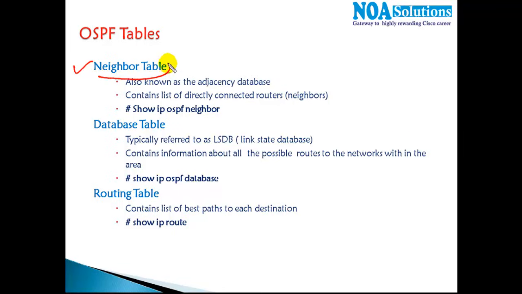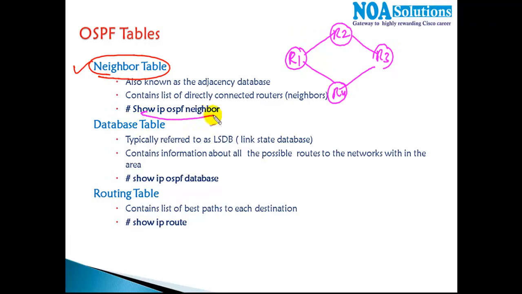Like if you remember, in EIGRP we have discussed the neighbor table, and the neighbor table contains a list of directly connected routers. Like if you have router 1 connected to router 2, router 3 and router 4, and if I use show ip ospf neighbor on router 1, I can see there are 2 neighbors, that is router 2 and router 4, and you can verify with the show ip ospf neighbor command. The neighbor table contains a list of directly connected routers. So who are my neighbors? That information will be propagated, and also it is a basic verification command which we use.